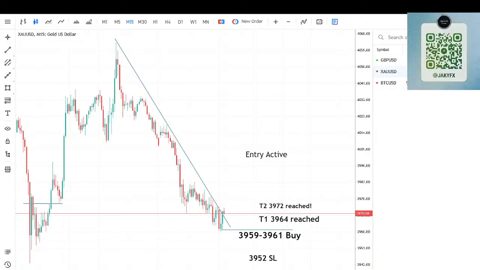So we had one more position just before this live stream started and the levels were updated on our Telegram channel.